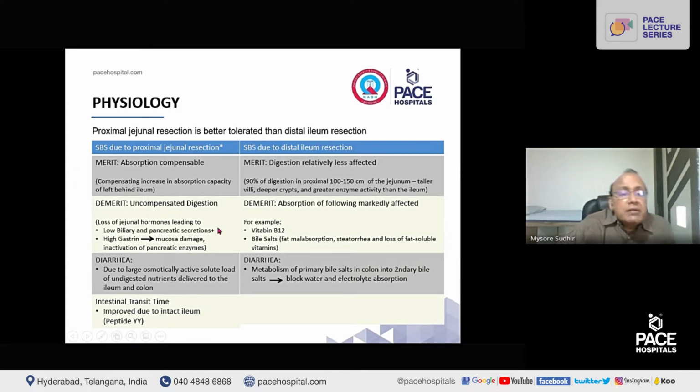Both jejunal and ileal resection will have diarrhea. So how do you make out? In jejunal resection, due to the large osmotically active solute load of undigested nutrients delivered into the ileum and colon, this is the main cause of diarrhea. Whereas in ileal resection, the secondary bile acids also increase in the colon, and this blocks water and electrolyte absorption and leads to bile acid diarrhea. Now, because the intact ileum is there in jejunal resection, the intestinal transit time can be improved, whereas here it's very fast.